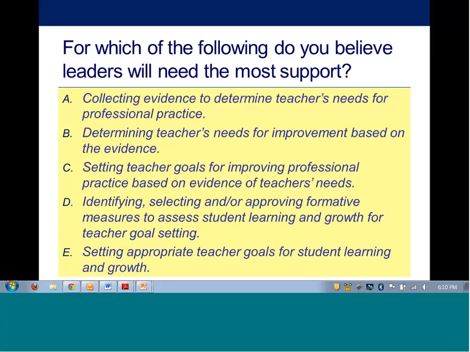Let's open the poll. It gives you 1 minute and 30 seconds. Where do you see that leaders will need the most support as they integrate the work of educator effectiveness and support Common Core State Standards implementation?